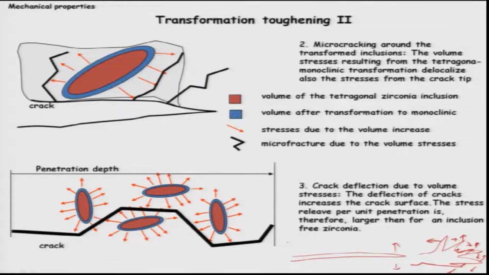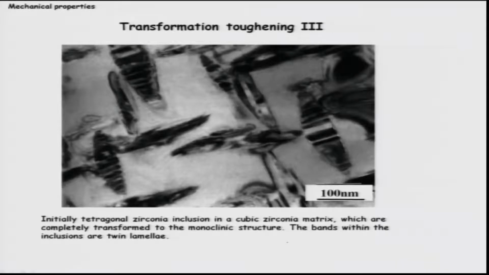So now in some of the pictures, again, you see the twinned zirconium oxide particles. Inside there are twin plates. Each of these particles is shown, a cubic zirconium matrix which completely transformed to monoclinic structure, and these twins basically form because of the transformation from tetragonal to monoclinic. This can lead to twinning inside the zirconium oxide particles. So that is what is shown, bands within the inclusions are twin lamellae. And twinning can also lead to toughening.